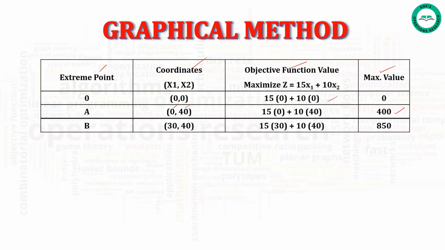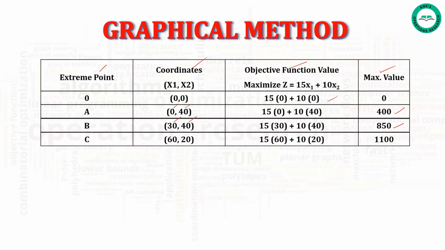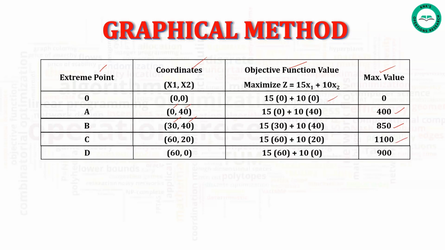Similarly, at B, 30, 40. So substitute this value in the objective function. 15 into 30 plus 10 into 40. So 850. Next, substitute the value of C, 60, 20 and compute in the objective function, that is 1100. Similarly for D, 60, 0 and the objective value, that is the Z value, is 900.